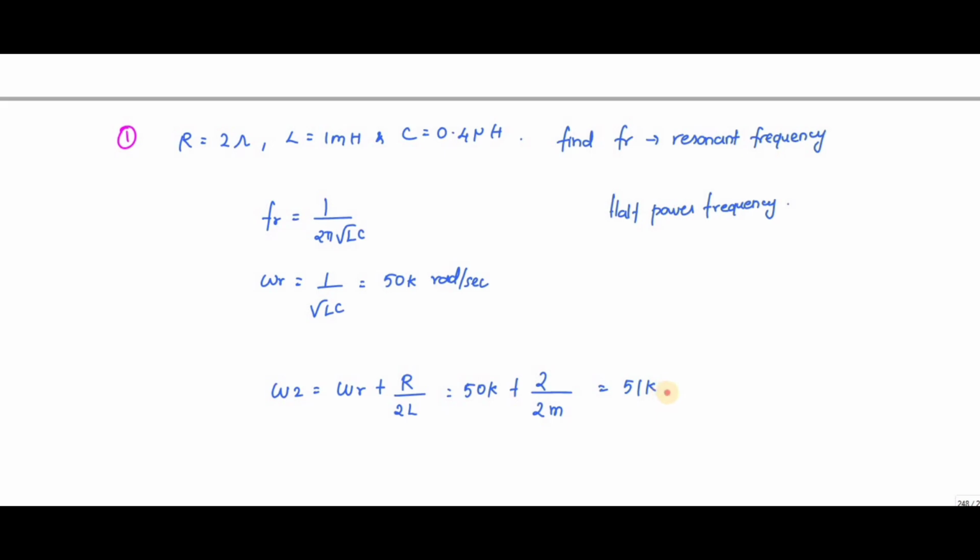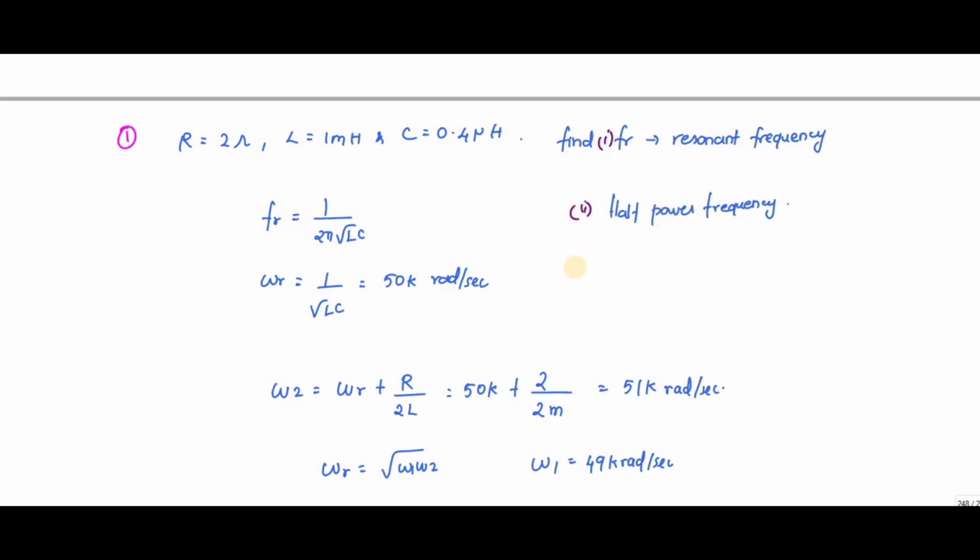Radian per second. So we know that omega R is equal to root of omega 1 and omega 2. So omega 1 is equal to 49K. So this is your resonance frequency, first one, and this is your second one.